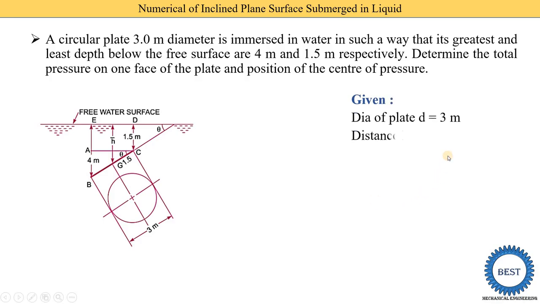So first we write down the given data. Diameter of the plate, D, is 3 meters. Distance DC is 1.5 meters. Here we see that this is the distance DC, the least depth, and the highest depth BE is 4 meters. We have given labels to all the points. We need to find F and H star.